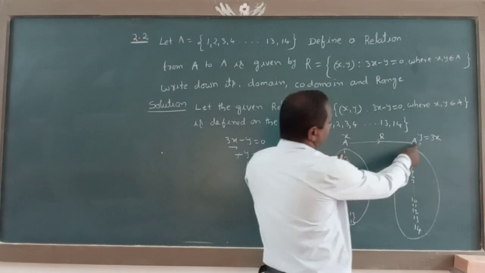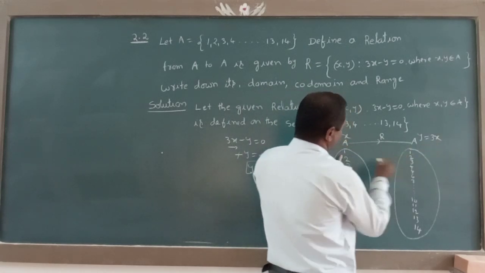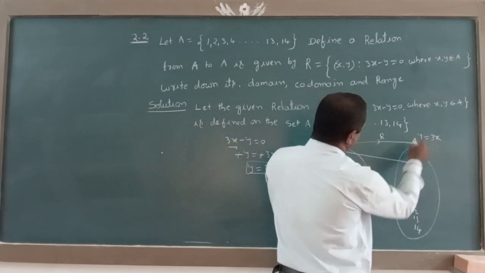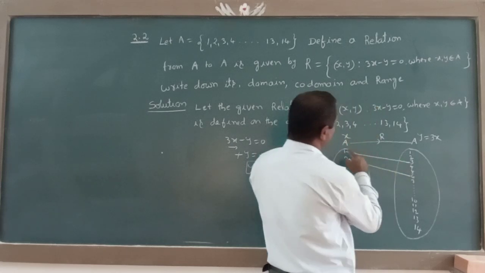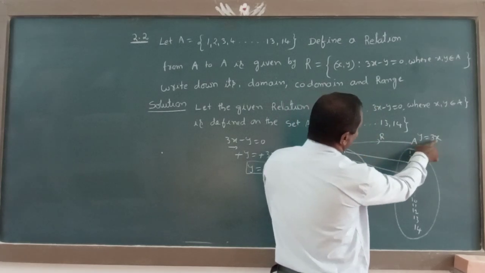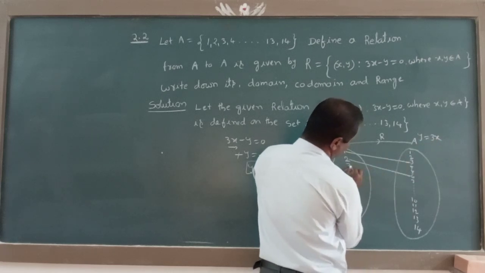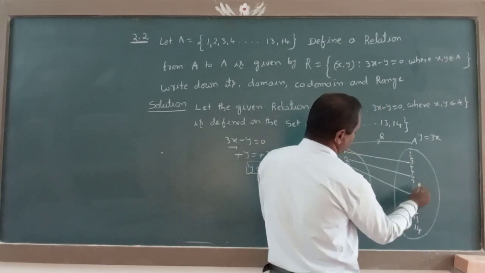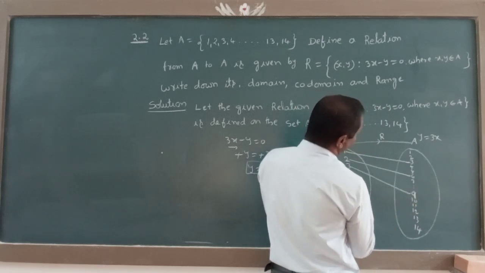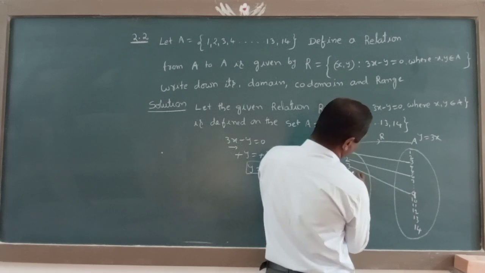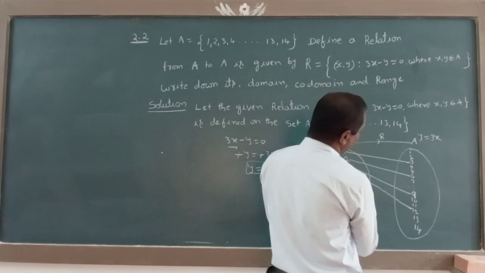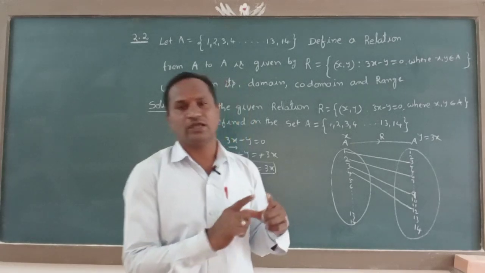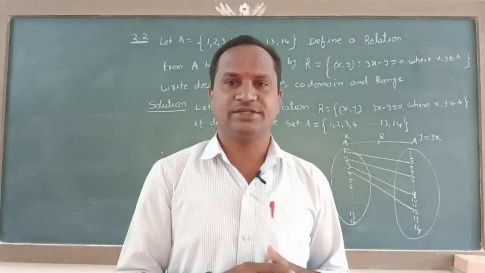If x is equal to 1, then y is equal to 3 into 1, 3. If x is equal to 2, then y is equal to 3 into 2, 6. If x is equal to 3, then y is equal to 3 into 3, 9. Next, x is equal to 4, then y is equal to 12. X is equal to 5, then y is equal to 15. We are not getting 15 here because they gave only 14 elements. Up to 14 only we will get here.